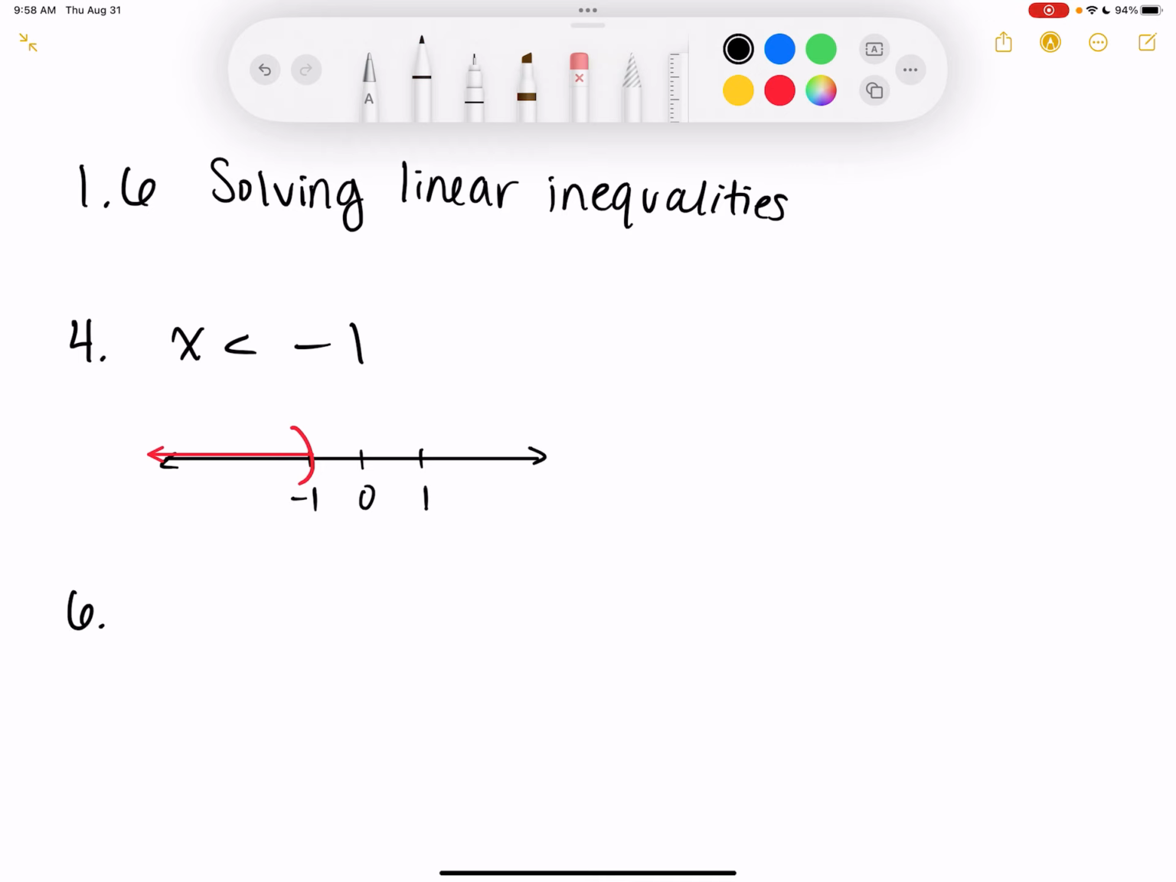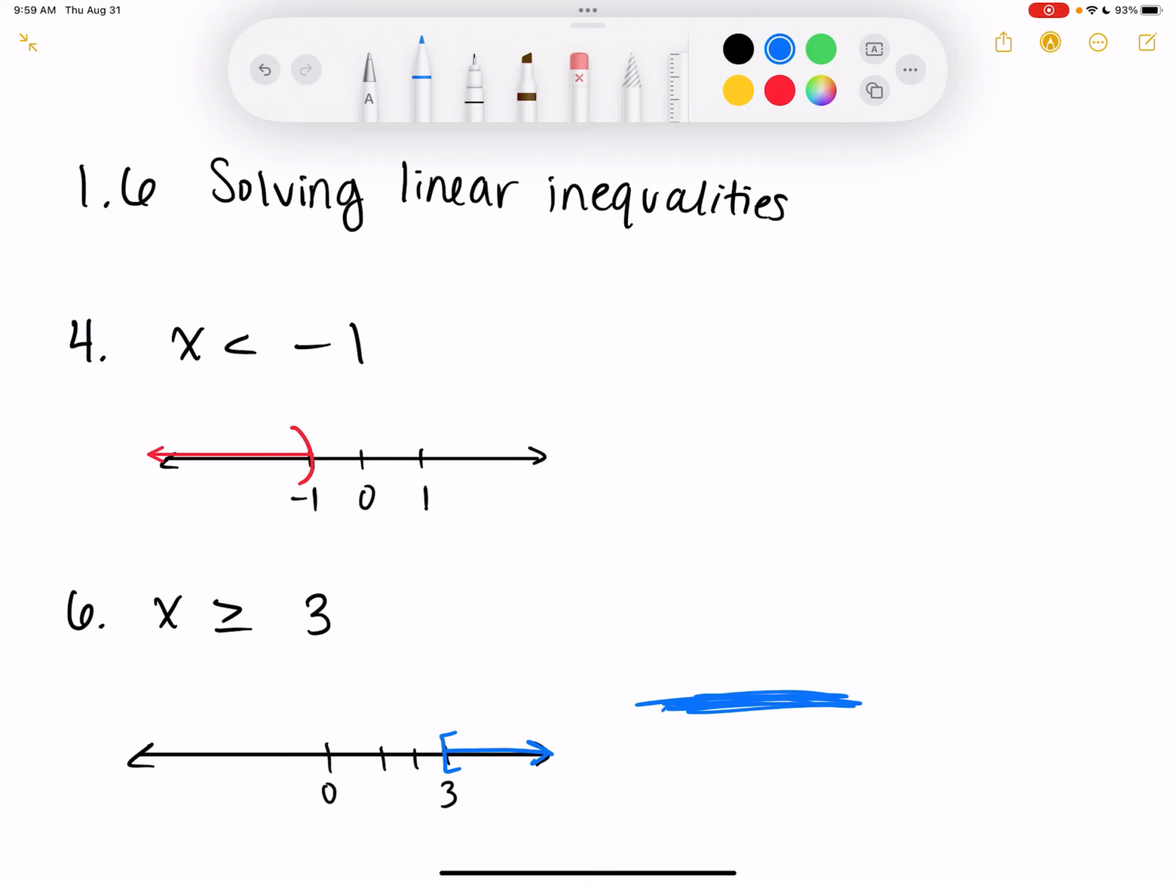Six, x is greater than or equal to 3. Is this one going to be parentheses or brackets? Bracket. All right, and it's going which direction? To the right. And I don't mind if you want to use another color to draw on top of it when you're doing your problem so you can actually see it and not have to try to figure out where you colored it in. That's fine.